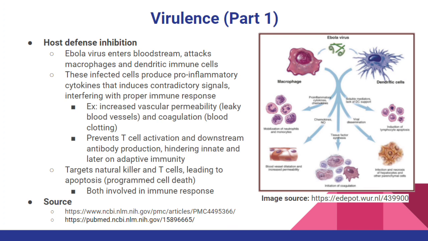Lastly, natural killer cells and T cells would also be targeted by Ebola virus, leading to apoptosis, which is programmed cell death. Both of these cells play a vital role in the immune response, so ultimately Ebola virus would be severely hindering the immune system, which can lead to more complications down the line.